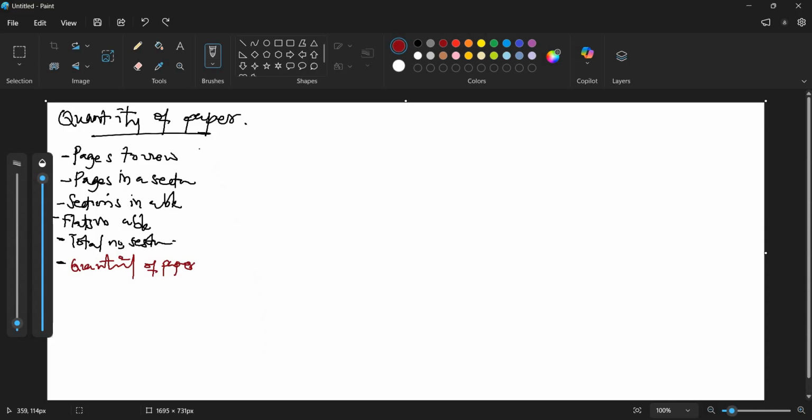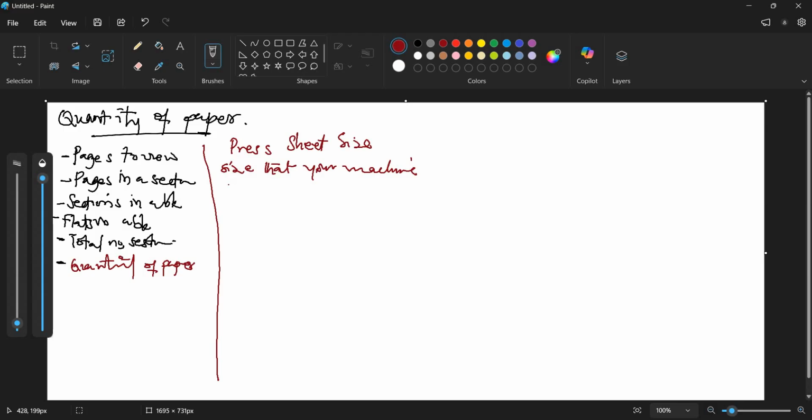So to solve for your quantity of paper, you have to first solve for your press sheet size. So the press sheet size is the size that the machine that you are using to print can accommodate.